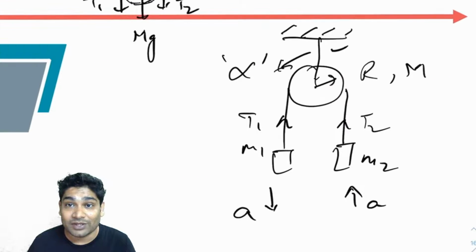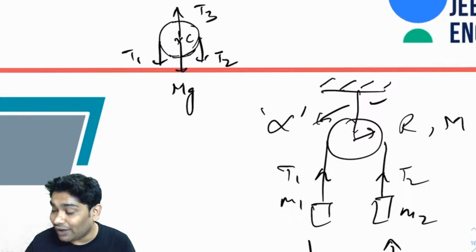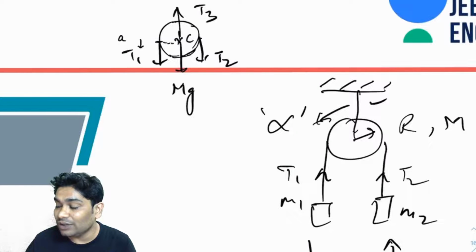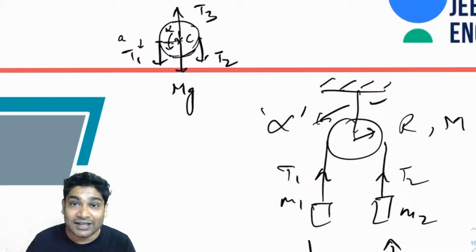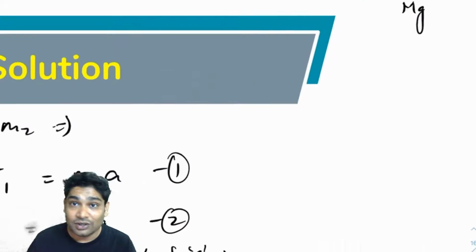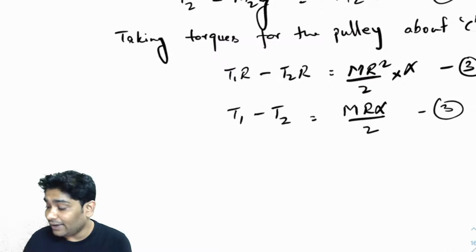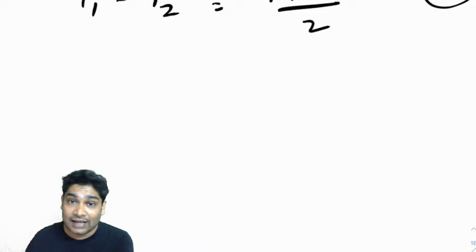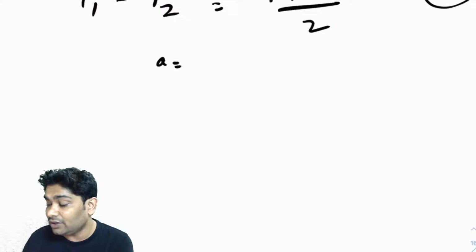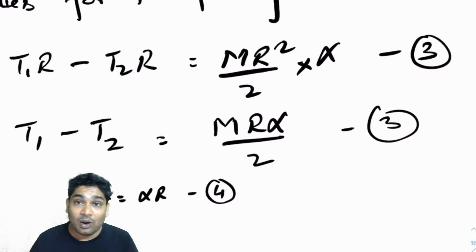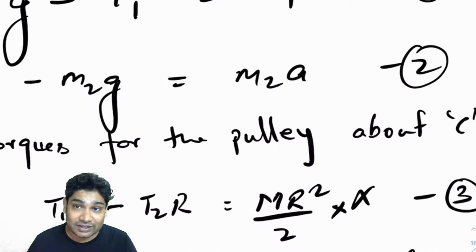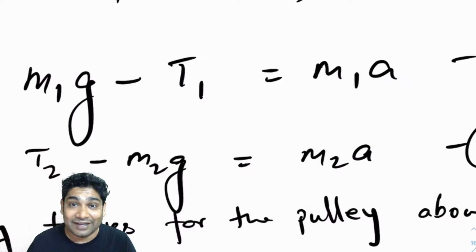Alright, so what is my 4th equation going to be? I know that this point would accelerate downwards with A. So the tangential acceleration of this point is A and the angular acceleration is alpha. How can I relate those? I can write my 4th equation as A equals alpha r. So that is my equation number 4. Now I can solve these 4 equations. Let's see where this lands me.